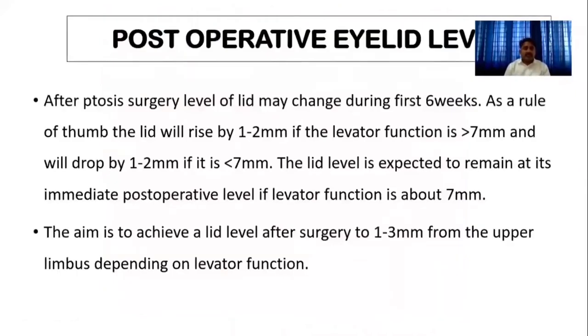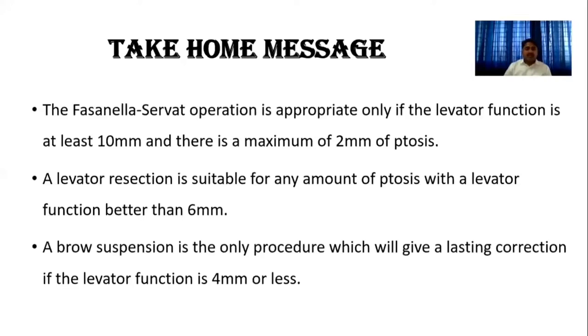As a rule of thumb, the lid will rise by 1 to 2 millimeters if the levator function is more than 7 millimeters, and will drop by 1 or 2 millimeters if the function is less than 7 millimeters. The aim is to achieve a lid level after surgery around 1 to 3 millimeters from the upper limbus, depending upon the levator function.